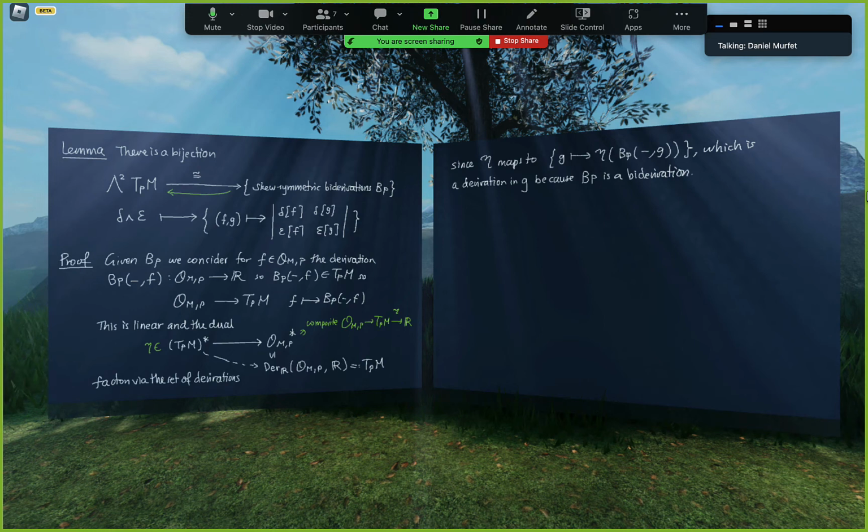Okay, so what have I constructed for you now? Well, we have a map from TPM star to TPM, just like we had earlier, but now in the manifold setting, where things are set up slightly differently. And that sends eta, a functional, to what I said: G maps to eta of BP blank G.